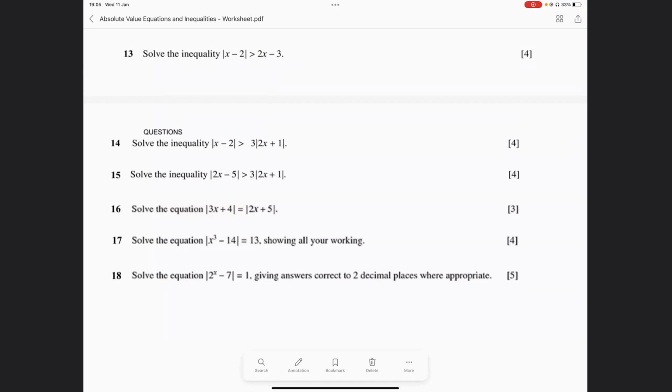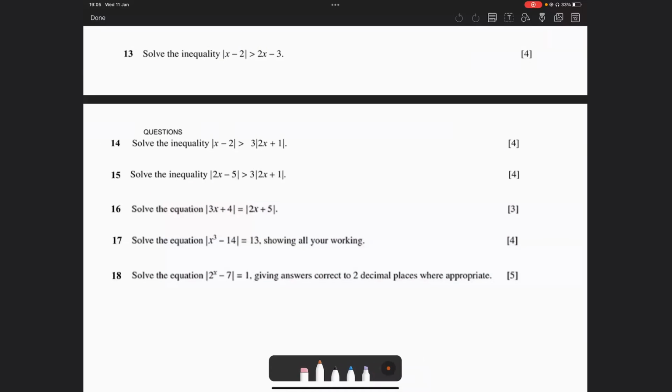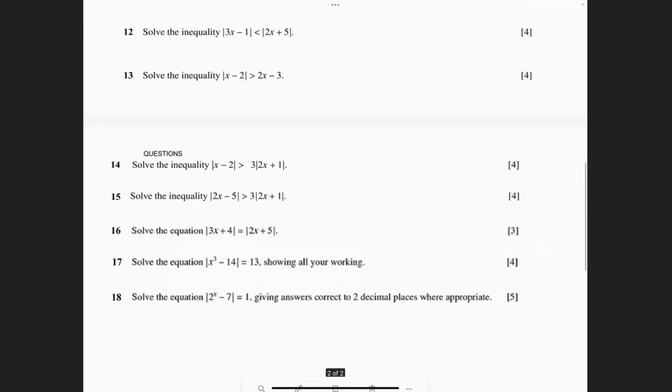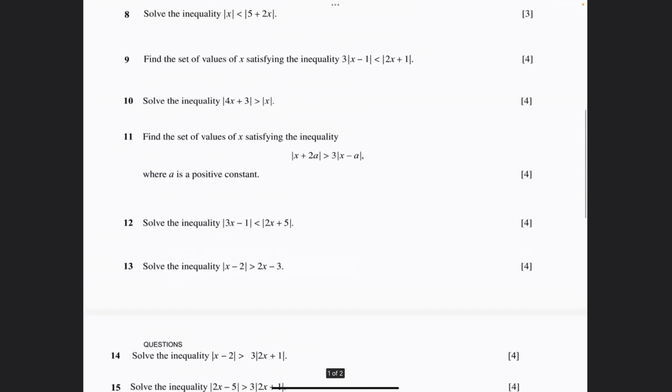For instance, this question number 18, this involves logarithms. You can skip this for now. You don't have to attempt this. You have to leave 18. Okay? So don't worry about that. We haven't covered that yet. It will come in another topic.